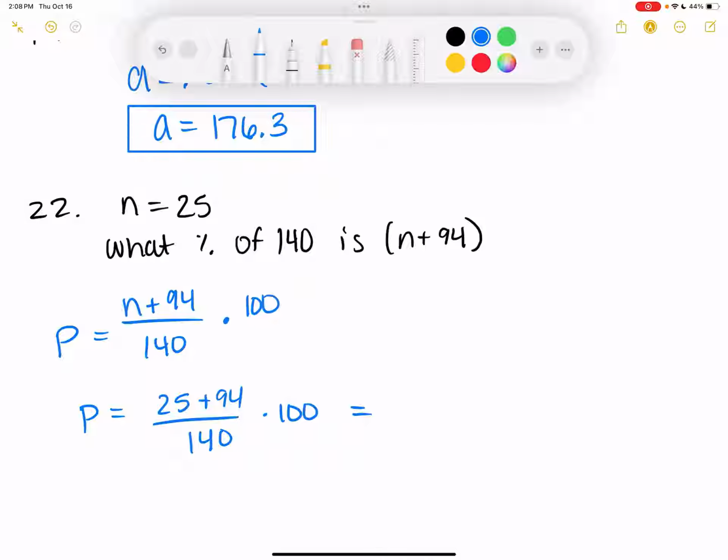25 and 94 is 119, over 140 times 100. I can cancel out a 0, and then I have 119 divided by 14 times 10. So 85% is the percent for that one.